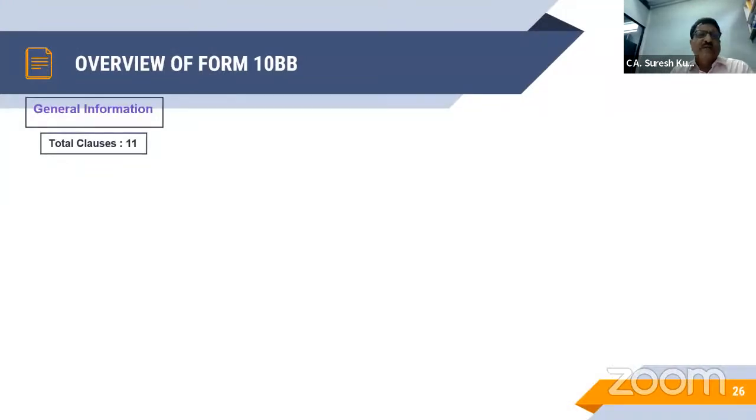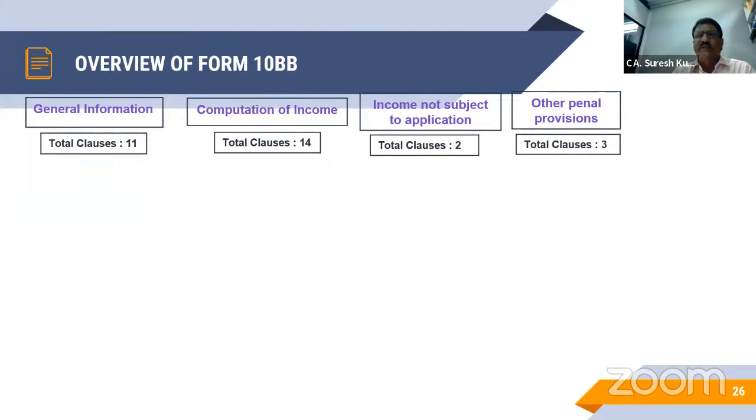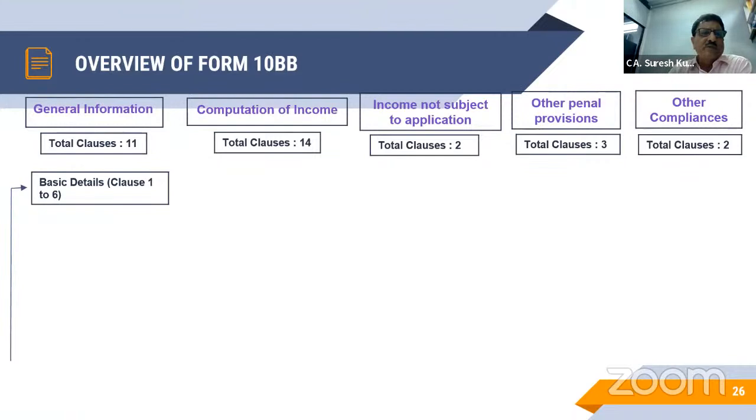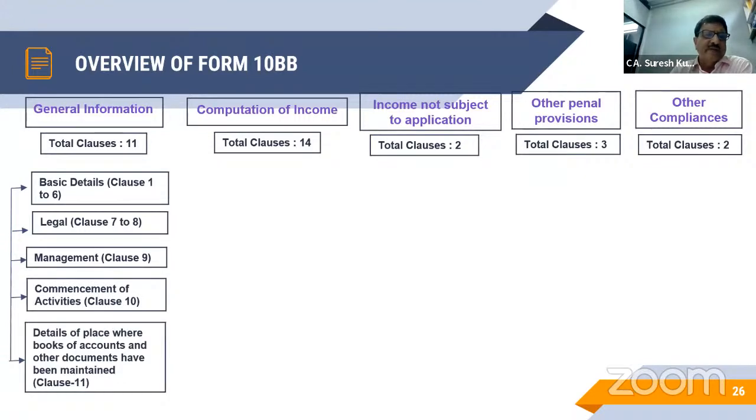Now, what is the overview of Form 10BB? If I summarize the total 32 clauses, as per my understanding, first, under the general information category, there are 11 clauses. Second, the clauses which help you in computing the income, here there are 14 clauses. And third is income not subject to application, basically the penal provisions, here 2 clauses under 10BB and other penal provisions, and then 3 clauses for other compliances. So under general information, we have basic details in clauses 1 to 6, then legal in clauses 7 to 8, then management in clause 9, commencement of activity, and details of the place where books of account and other documents are maintained.